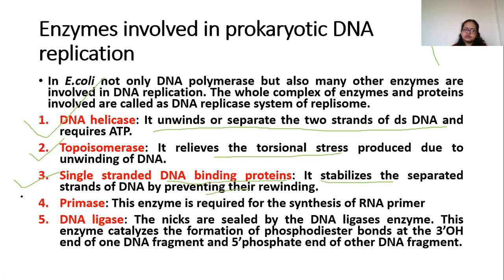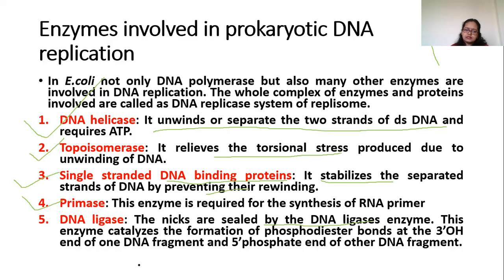Now the fourth enzyme is primase. Why is this enzyme required? It is required for the synthesis of RNA primer. Then DNA ligase. The nicks are sealed by DNA ligase enzyme. We know that on the lagging strand, Okazaki fragments are synthesized, or DNA is synthesized in small pieces. So once the replication is completed, what would happen? There would be gaps between those fragments, and those gaps or nicks are sealed by the enzyme called DNA ligase.